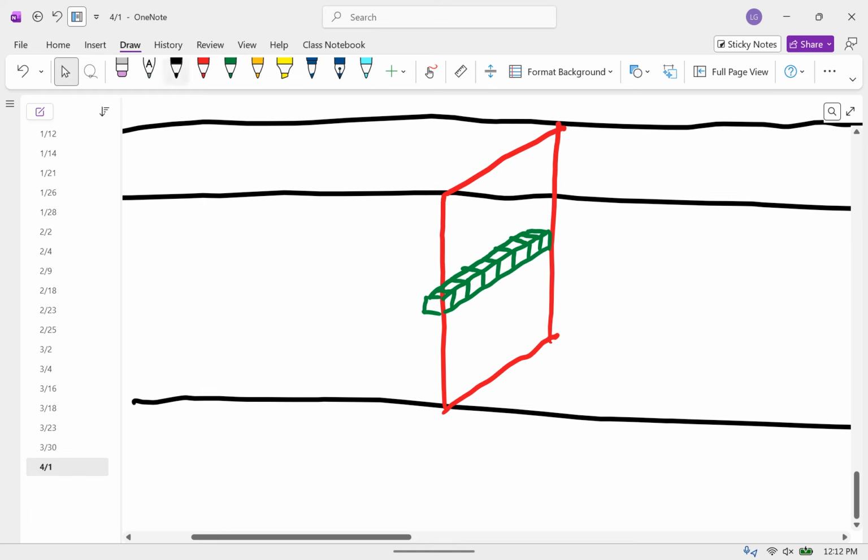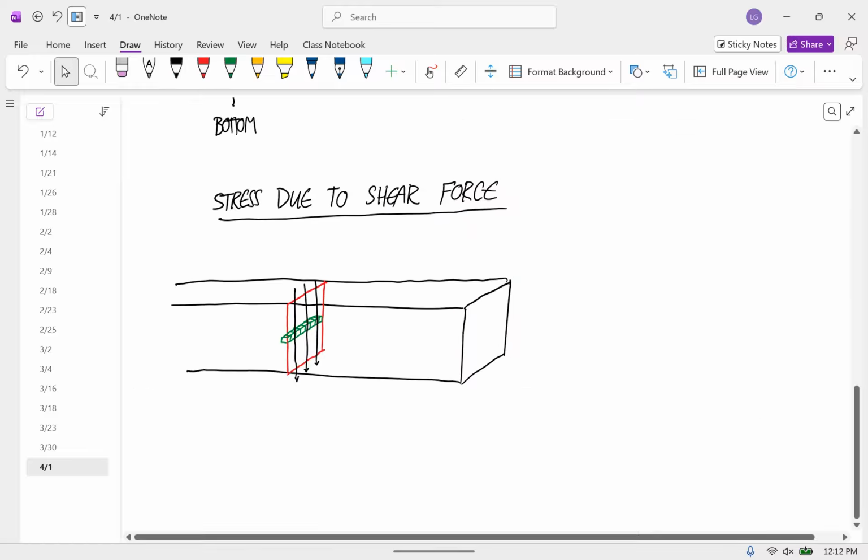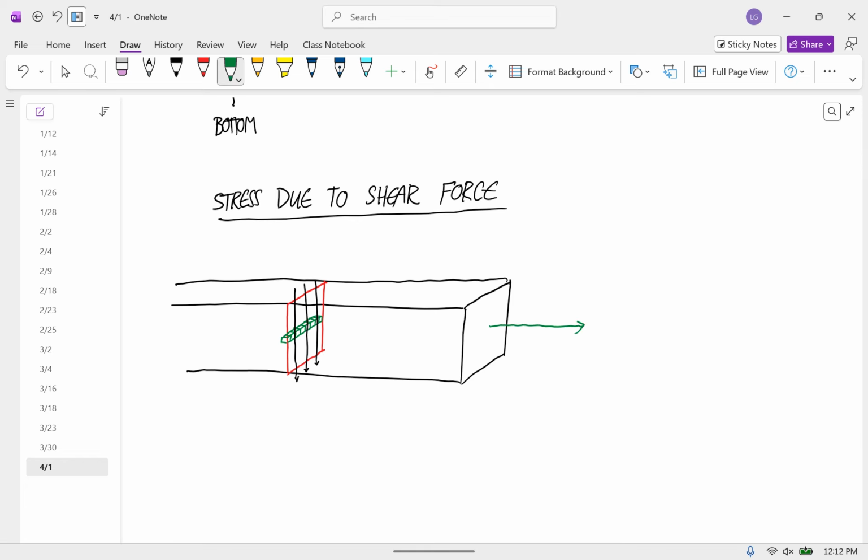The shear force acting on this plane is a force vector like this. I'm trying to make it look so nice. Okay, so that is a shear force. And notice that our coordinate system is the same way it always is. X that way, Y that way, Z that way.